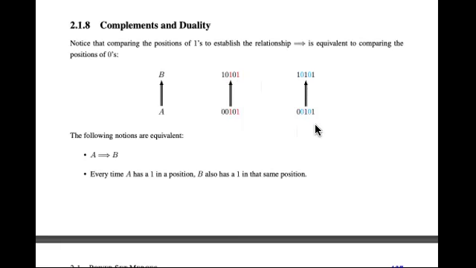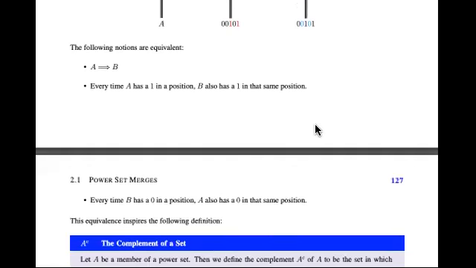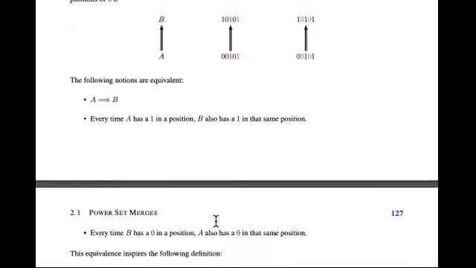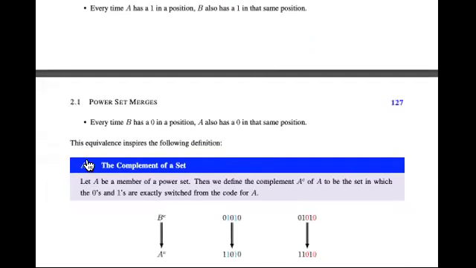Now that kind of motivates a definition, namely the complement. The complement of a set means that every time we see a zero, we switch it to a one. Every time we see a one, we switch it to a zero. And we're going to have a notation for it. Put a little C superscript right above it.